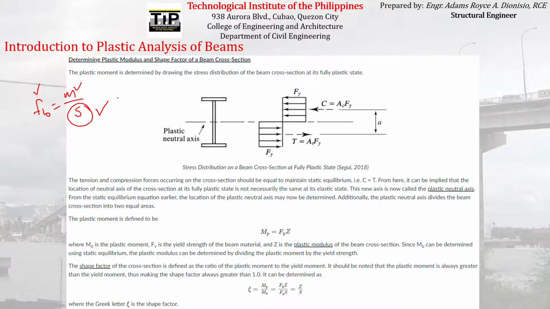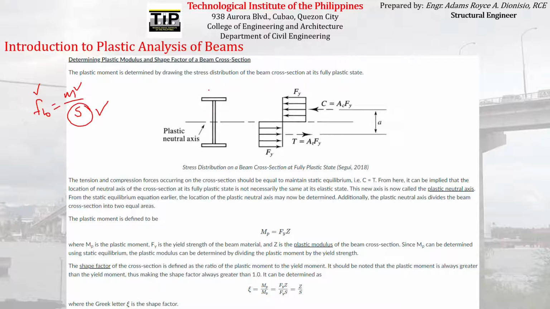Yung tinatawag natin na plastic modulus. Okay, so that will be the next topic: the determining of the plastic modulus and shape factor of a beam cross section. The plastic moment is determined by drawing the stress distribution of the beam cross section at its fully plastic state.